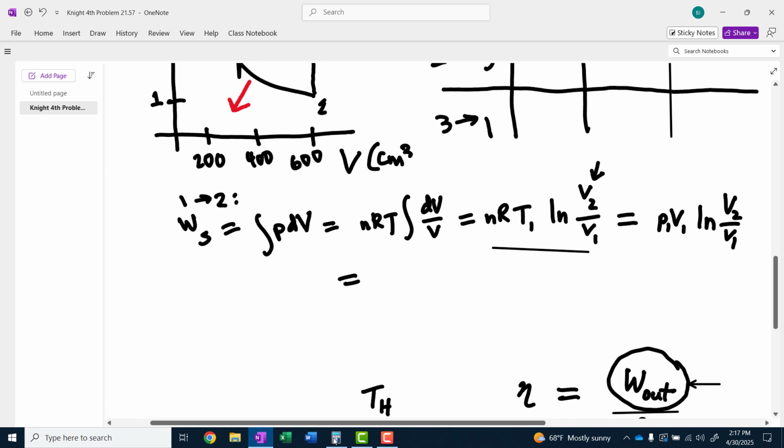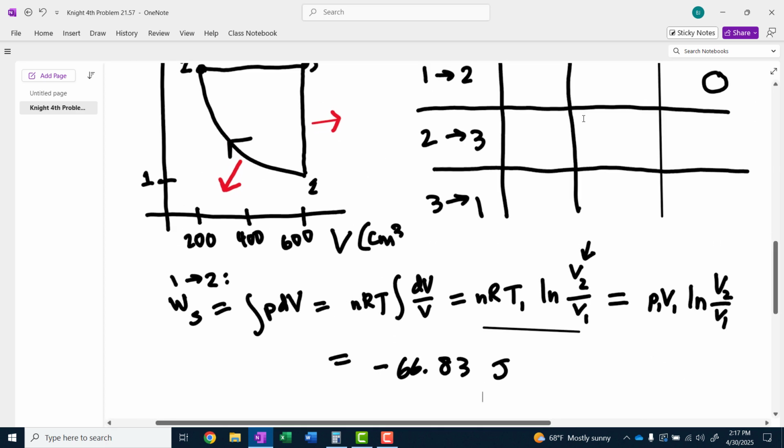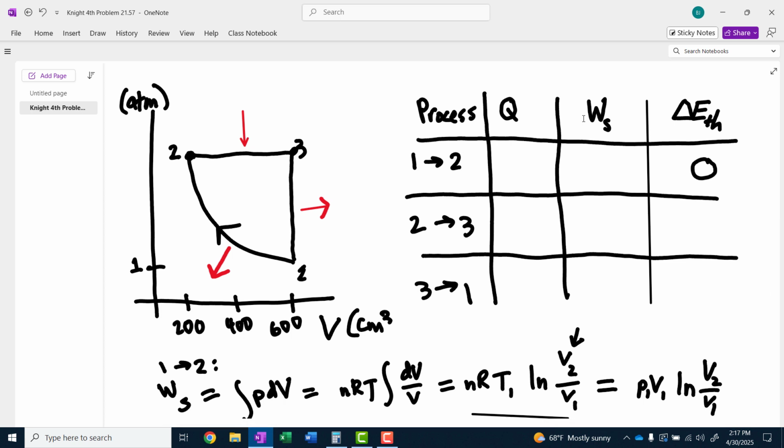This comes out to negative 66.8. And I'm going to keep numbers to the nearest hundredths place. Later I can round. So now I can plop that into the table. Negative 66.83. And it's just understood that my numbers are in joules. I don't want to have to write the units every time. I mean, you could emphasize right here, you probably should, that you're stating work in joules.